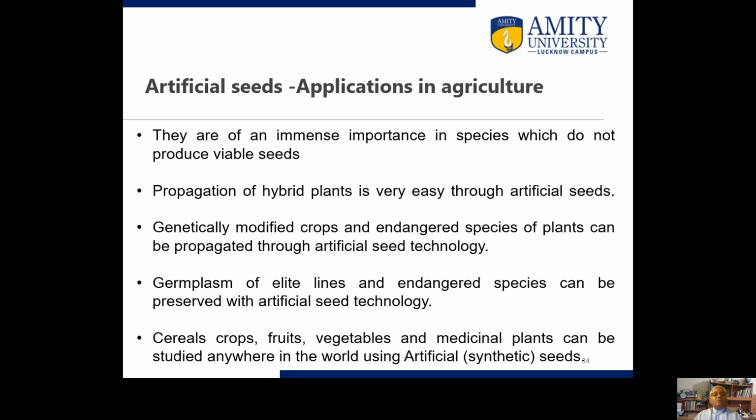The synthetic seeds are of immense importance in species which do not produce viable seed. Very well understood. The propagation of hybrid plants is very easy through artificial seeds. So genetically modified crops and endangered species of the plants can be propagated through artificial seed technology.